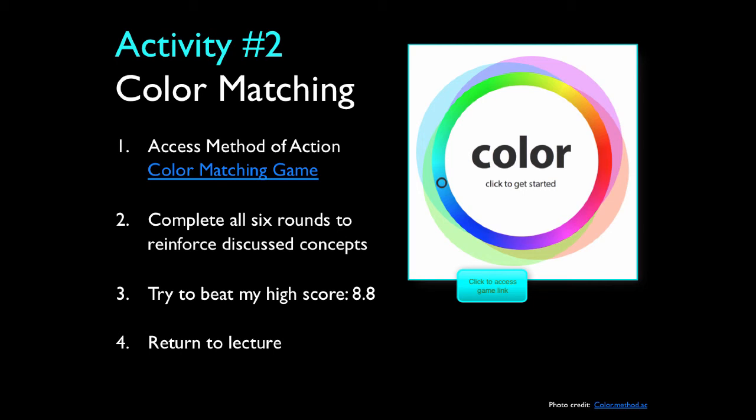Okay, so before we conclude this introductory lecture, two activities I want you to take a look at. The first is a game which I think you'll enjoy. It's called Method of Action, and it's a color matching game. There are going to be six different rounds that deal with things like saturation and tetrads and complements. It's a little fun. I think it's addictive. My best score is 8.8, and I encourage you to try to beat that, because I think along the way, as your scores get higher, your understanding of the underlying color concepts will get stronger as well. All right, so then come back to the lecture.